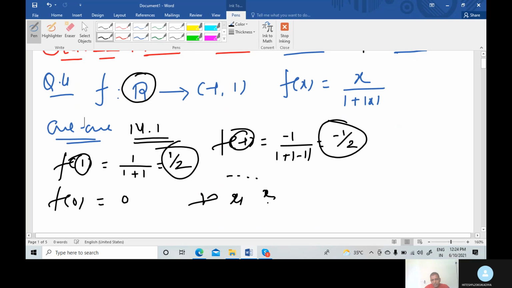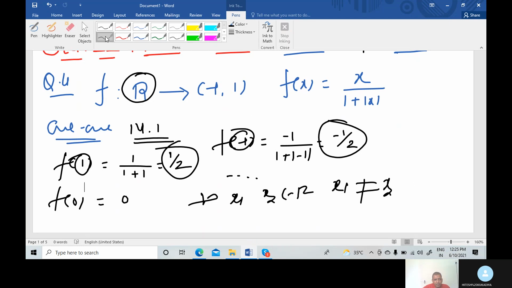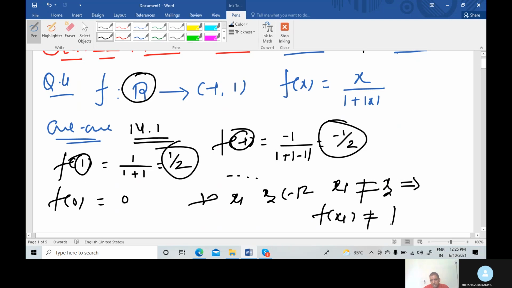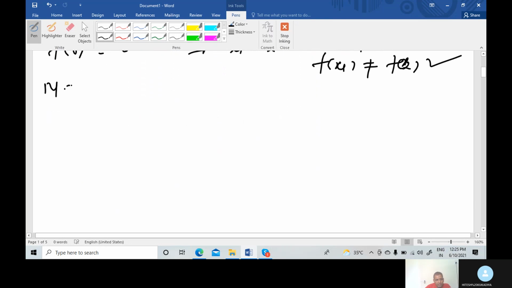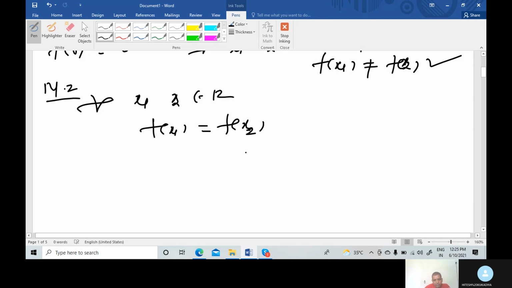Write your statement: if x1, x2 belong to R, x1 is not equal to x2, implies f(x1) is not equal to f(x2). So one-one function is possible. Now we apply the second method also for one-one function. Method number 2: for every x1, x2 belongs to R, f(x1) equal to f(x2).